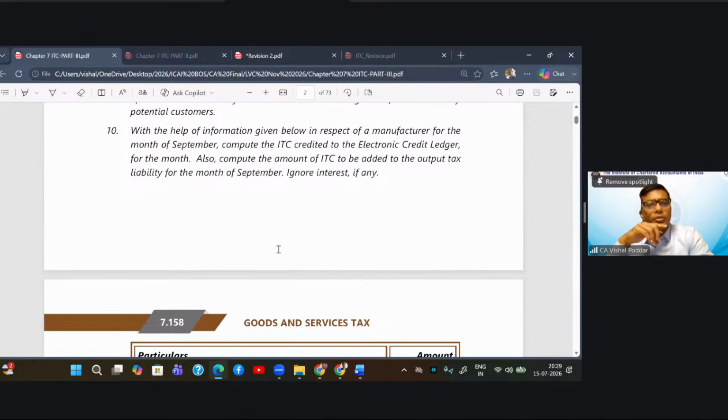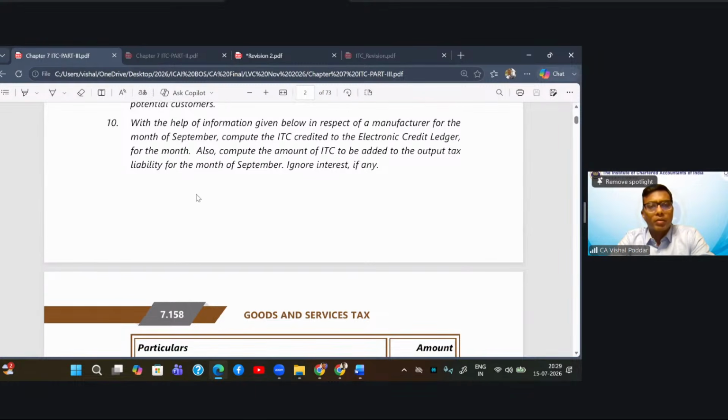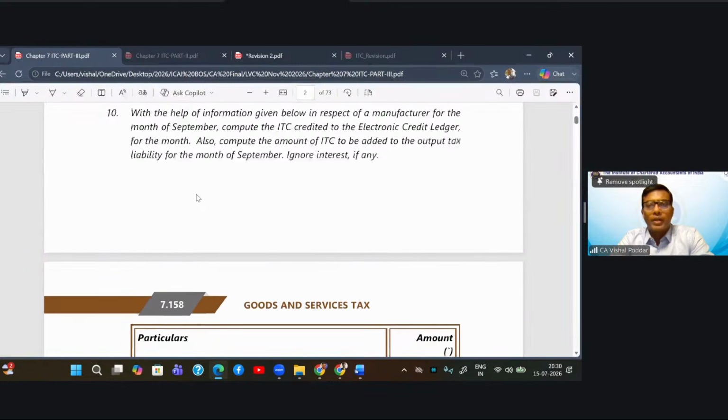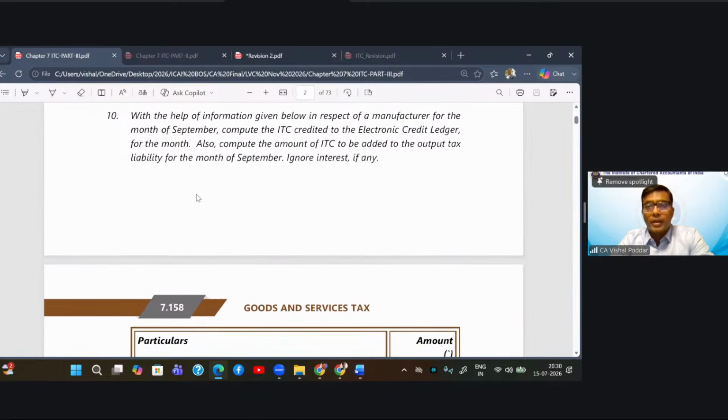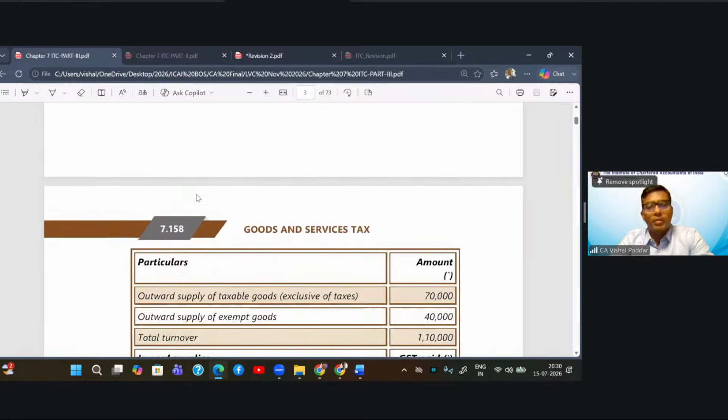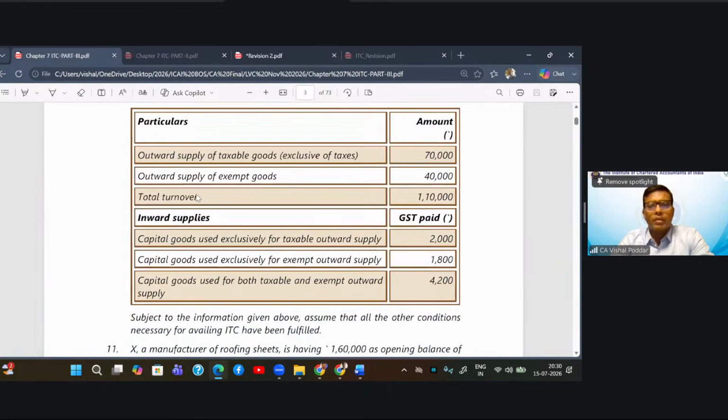Then we go to another question, students, the next one. With the help of information given below in respect of a manufacturer for the month of September, compute the ITC credited to the electronic credit ledger for the month. Also compute the amount of ITC to be added to the output liability for the month of September. Okay, so we have to decide the eligibility, and if any ITC has to be reversed, that is, it has to be added to our outward supply. So what are the details given?